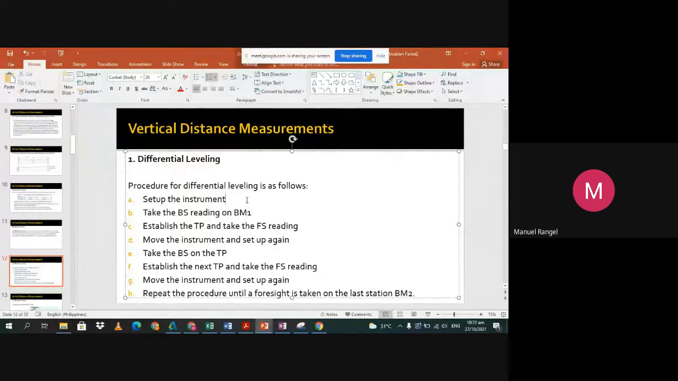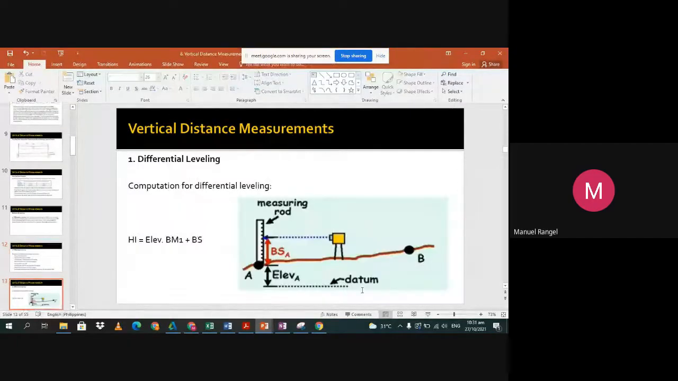Then the next step is to take the backsight reading on BM1. Then establish the TP and take the FS reading. Then move the instrument and set up again. Then take the BS on the TP. Establish the next turning point and take the FS reading. Move the instrument and set up again. Then repeat the procedure until a foresight is taken on the last station, BM2.